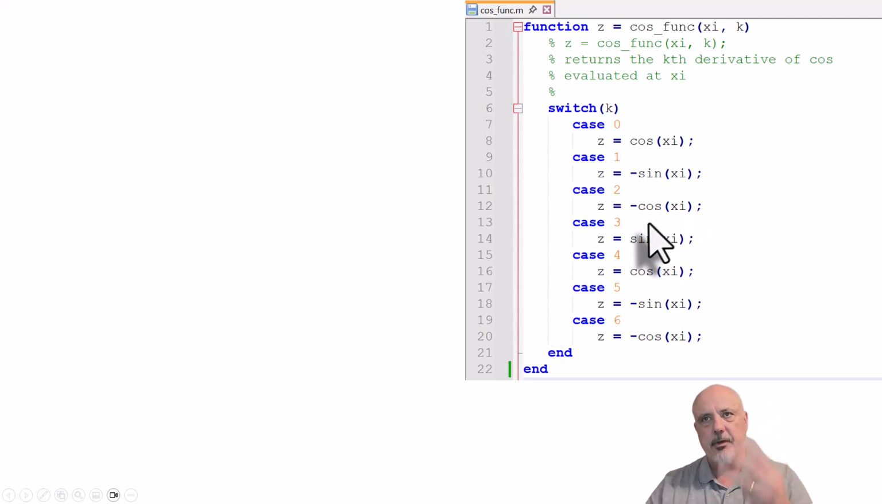If you want the third derivative, that's going to be sine of x sub i. So you can see how this progresses, and you can check me that the fifth derivative of cosine is indeed minus sine of x sub i. Okay, so this is how it progresses.